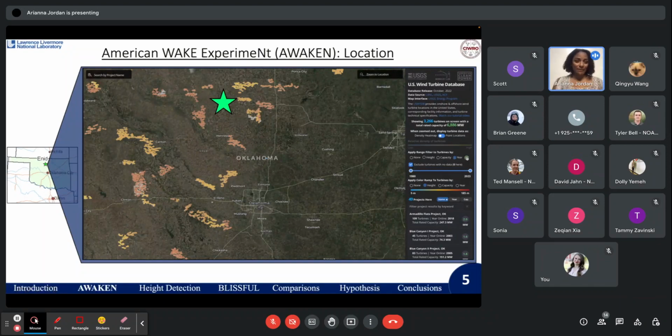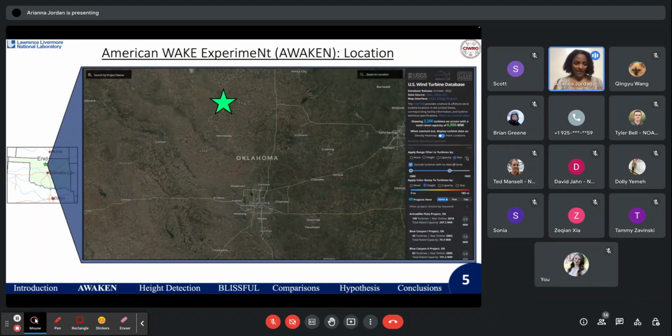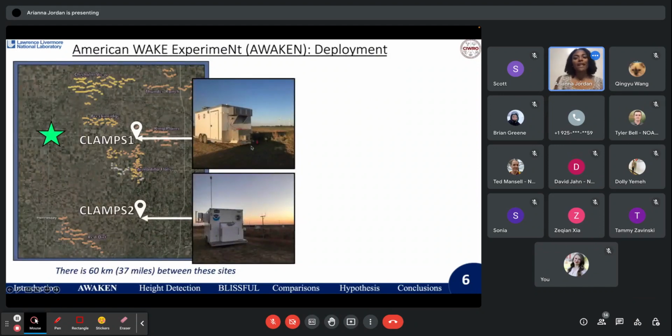So we're going to talk a little bit about the CLAMPS deployment at the AWAKEN site. Last year we did a few site visits to take a look at this area and see where would be suitable places to place CLAMPS and collect these observations. So we decided on these places that are denoted by these white pins.